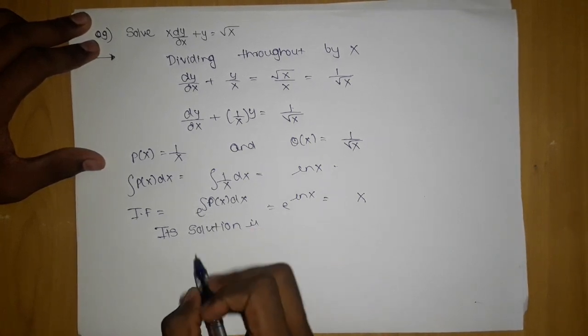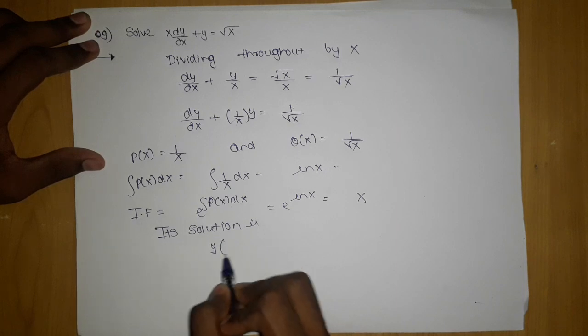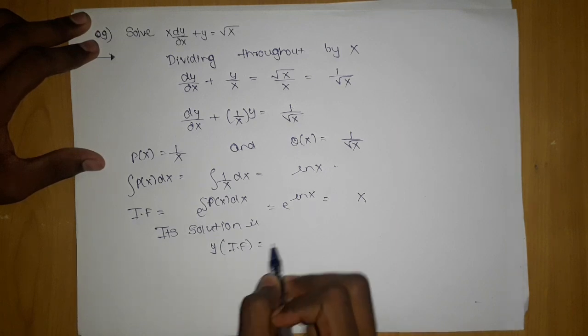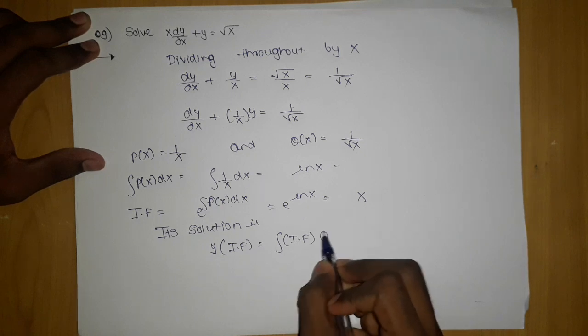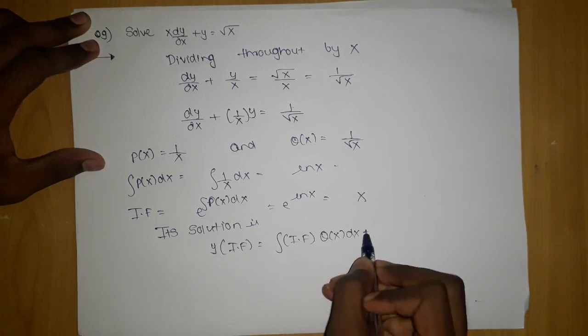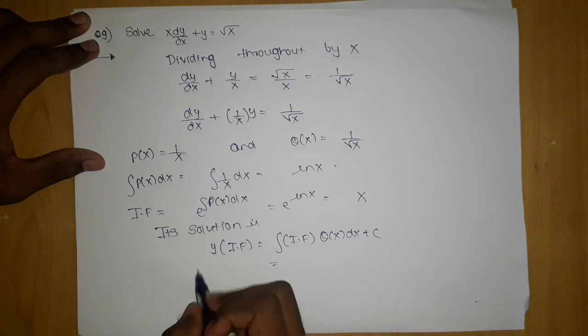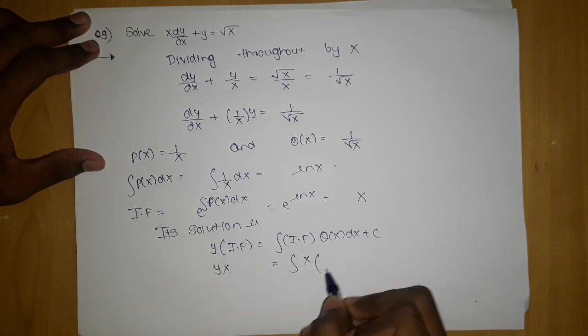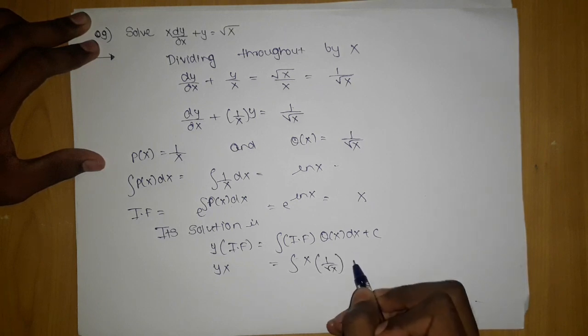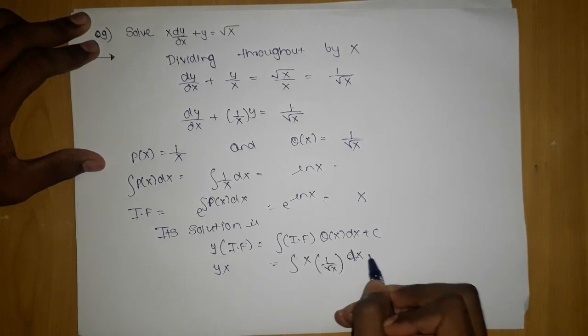The dependent variable y times the integrating factor equals the integral of the integrating factor times q of x dx plus c. Now just substitute the integrating factor: y into x equals the integral of x into 1 upon under root x into dx plus c.